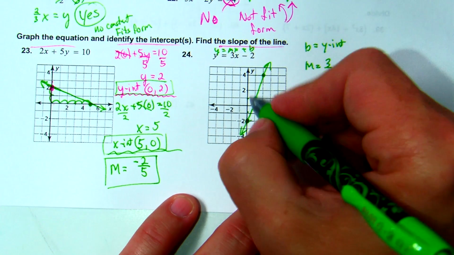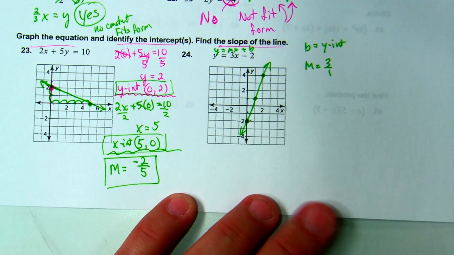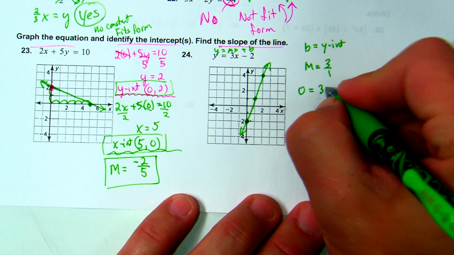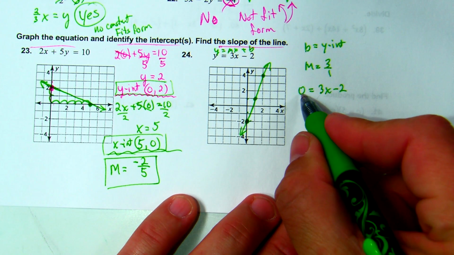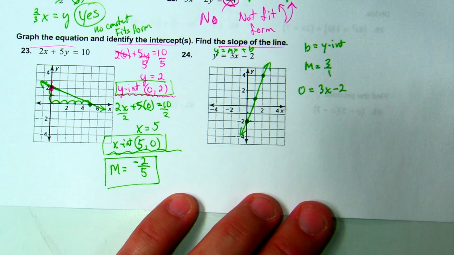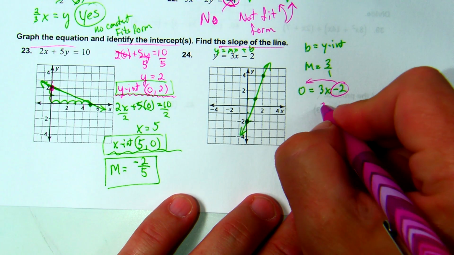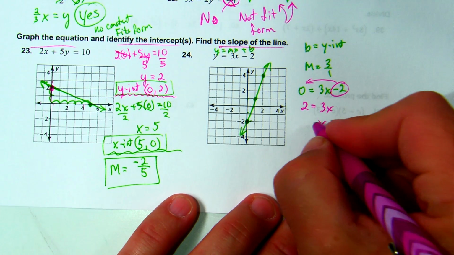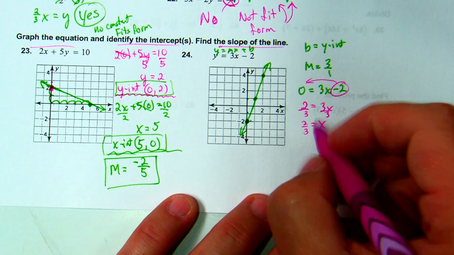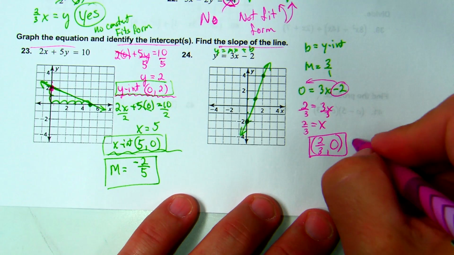And it doesn't cross right at a whole value. But that's okay. I can still find the x-intercept because the x-intercept happens when y is 0. Right? When y is 0, we have the x-intercept. So what will make this equation true? How can I solve for x? Well, I'm just going to take and move this -2 across, which will make it positive. So 3x is going to equal positive 2. And x, when I divide both sides by 3, is going to equal 2/3. So at 2/3 and 0, that is my x-intercept.